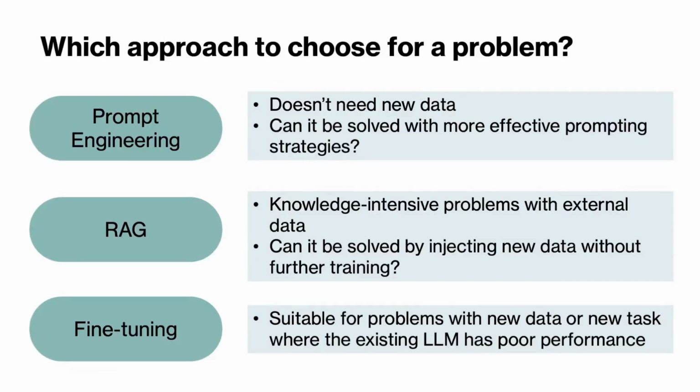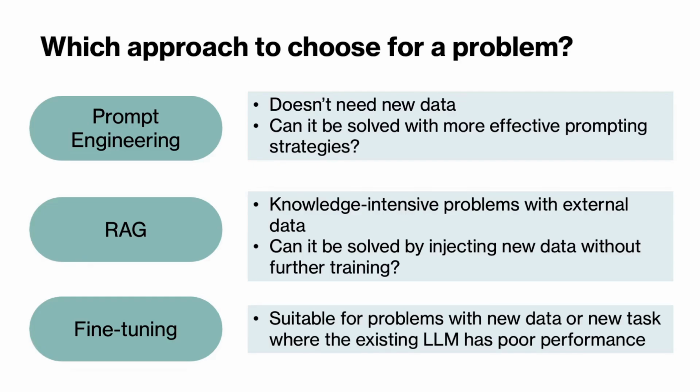So we have seen an overview of these three approaches. Now the golden question is which approach to choose for a given problem. Do we need prompt engineering, RAG, or should we fine-tune the LLM? So in such case, we can ask these questions to see which approach is best suited. If the problem does not need any new data and it can be solved simply by more effective prompting, then obviously prompt engineering is the approach to take.